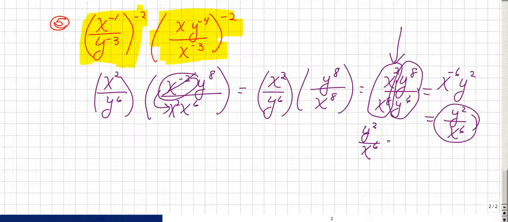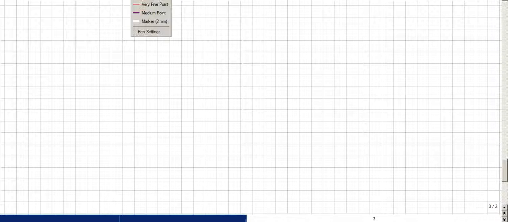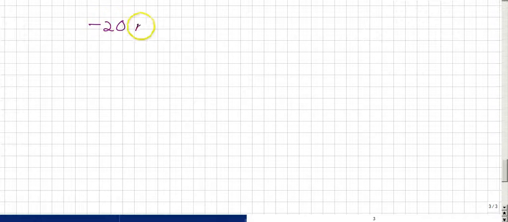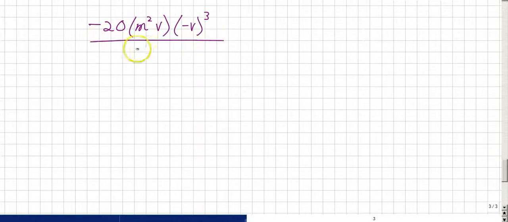Alright, let's take a look at one more fairly complicated problem, and then we'll consider us as mastering negative exponents. Alright, clean page. How about negative 20 m squared v, let's get away from x's and y's for a minute, negative v cubed over 5 times negative v, quantity, squared, negative m to the fourth.